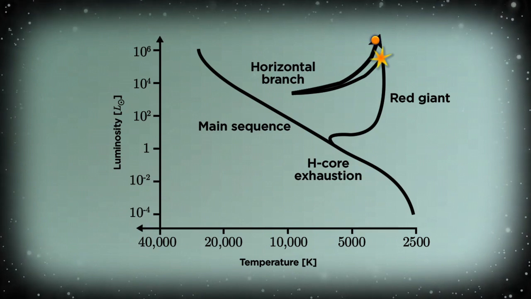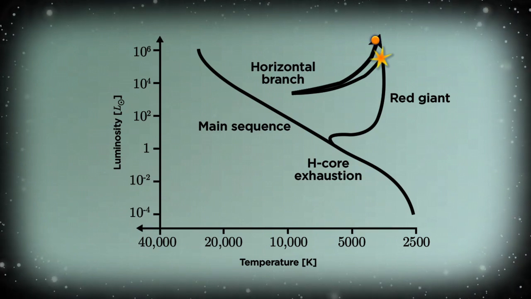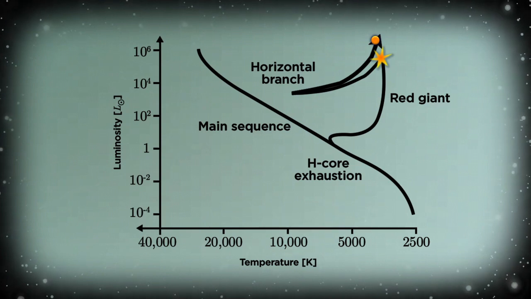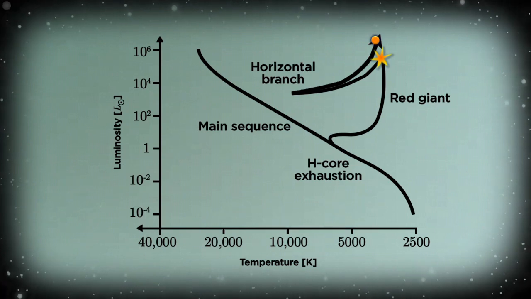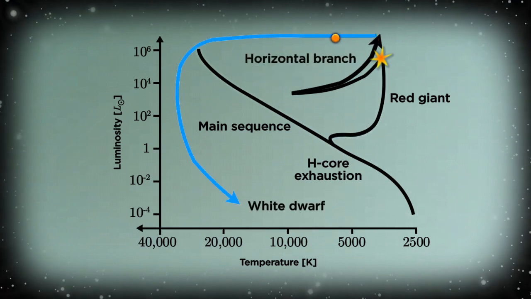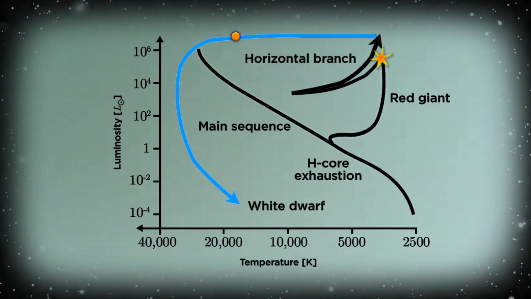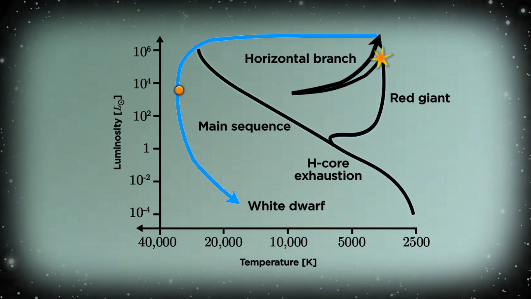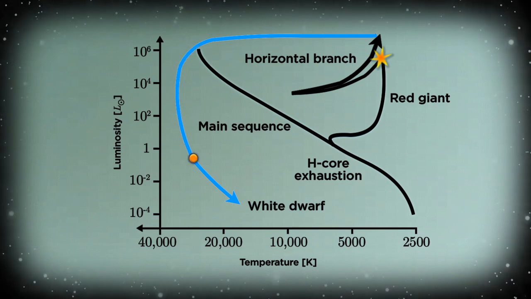What that means is that by the time nuclear fusion halts, the star has expelled its outer layers and revealed that hot, dense core inside. A white dwarf. The star migrates all the way down to the lower left corner in the chart. Low luminosity, small size, and white hot.